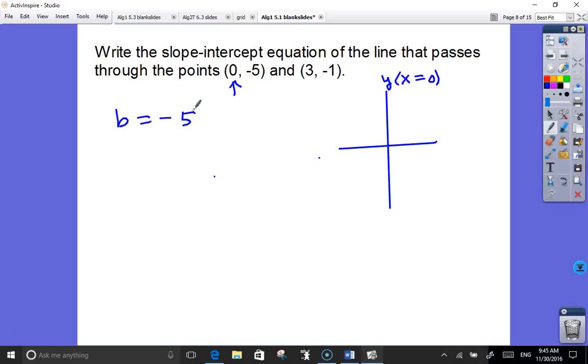Now we need to calculate the slope. Remember, this is more practice doing what we just did in the last unit, but how do I calculate the slope in this one? M equals, what should I put in the numerator?